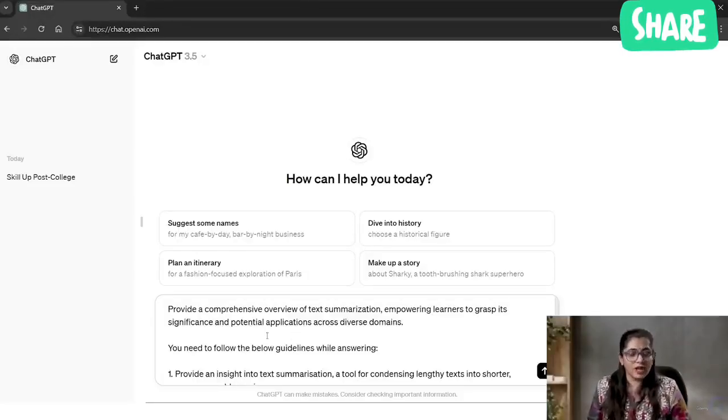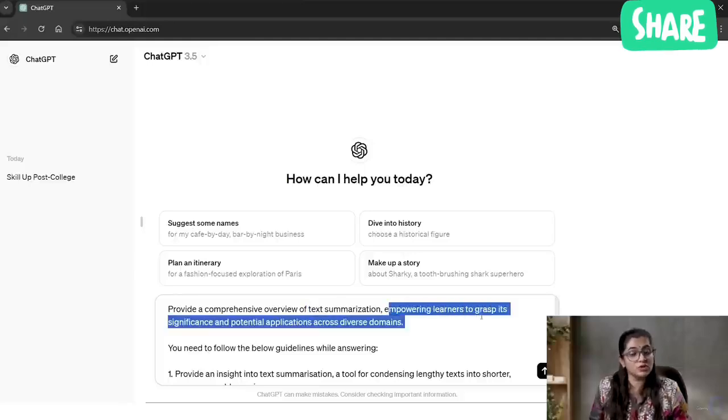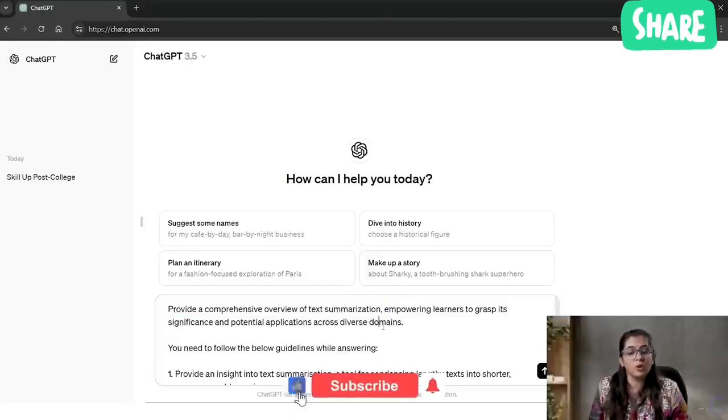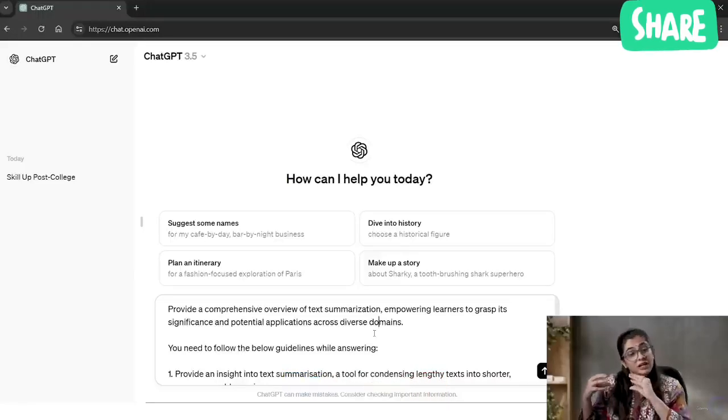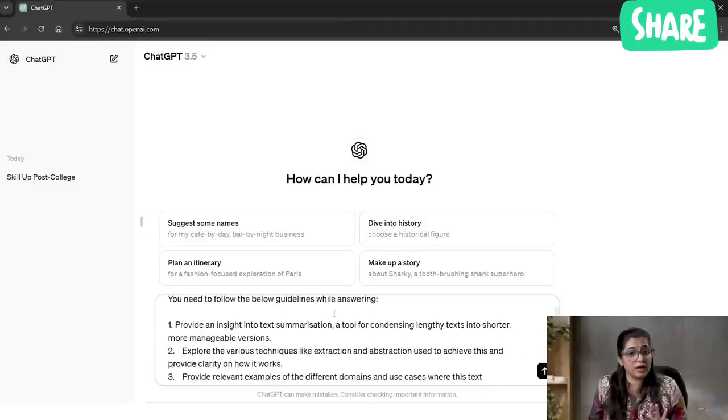In content generation, we have written: provide a comprehensive overview of text summarization, which is our main topic or concept that we want to understand, empowering learners to grasp its significance and potential applications across diverse domains. So basically, with this line, we are saying that we want our learners to grasp what text summarization is for different domains. It can be for the manufacturing domain, it can be healthcare. But what is text summarization? We want our learners to understand that. Now we have given some guidelines also here. You need to follow the below guidelines while answering.